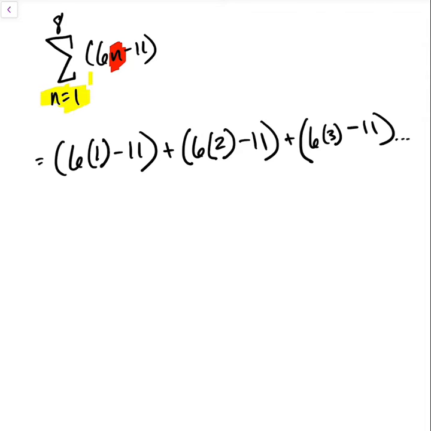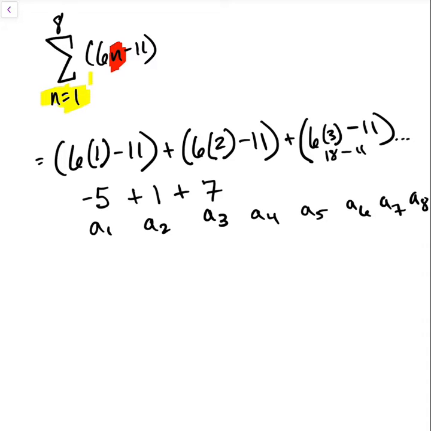Let me go ahead and do the values of each of these. This is going to be negative 5, plus 1, and then plus the value of this, which is 18 minus 11. That's 7. So this is what my A1 represents, my A2, and then my A3. But I still need to get the rest of these: A4, A5, A6, A7, and A8. And I'm adding all of these terms. This is an example of how to use sigma notation. So let's continue and find the rest of these terms.